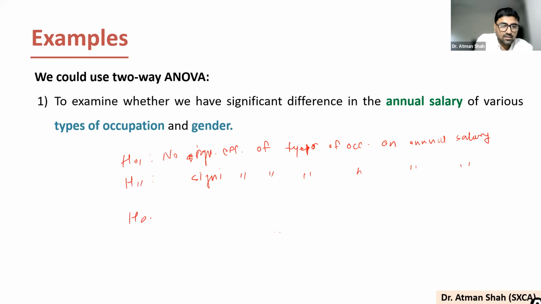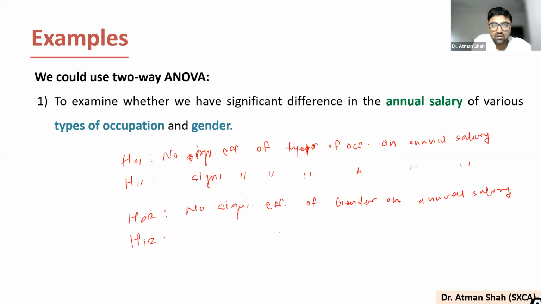Second set, H02: no significant effect of gender on annual salary. And second alternative hypothesis, we have the significant difference or significant effect of gender on annual salary.